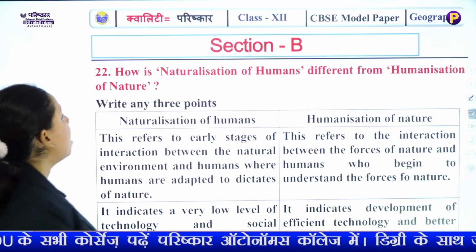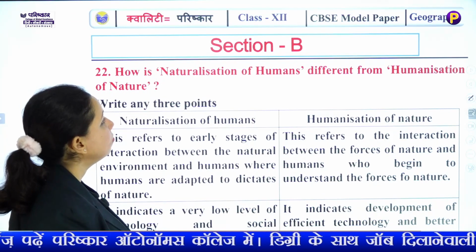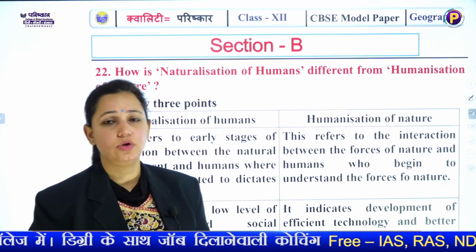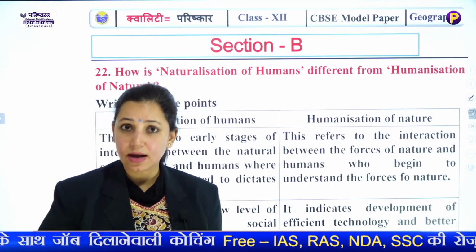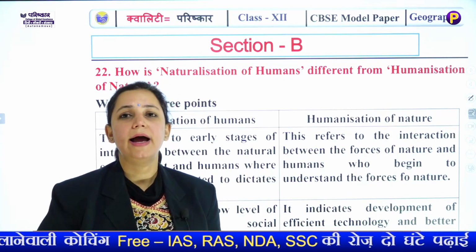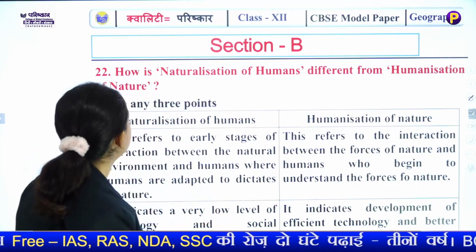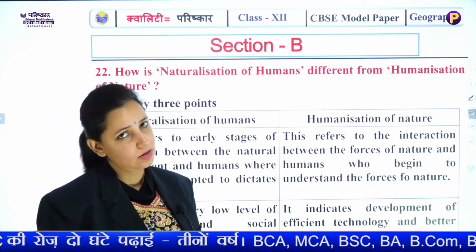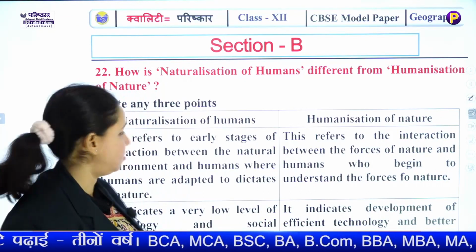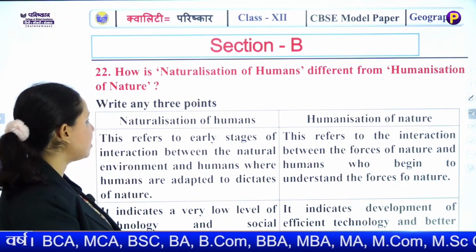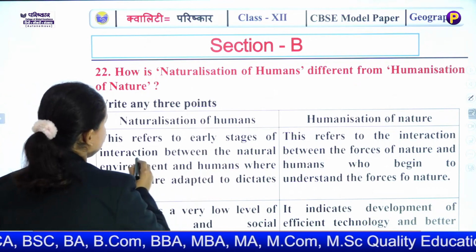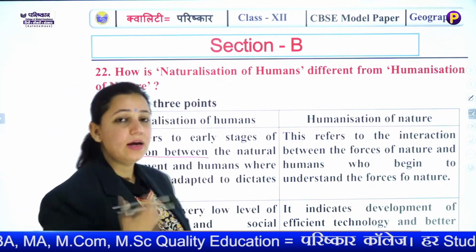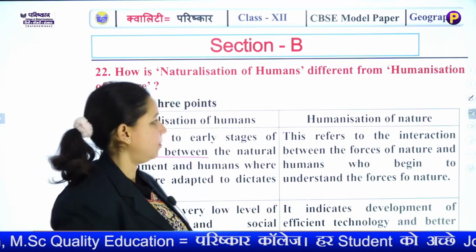Next question, how is naturalization of humans different from humanization of nature? You should read your first chapter of human geography very thoroughly to understand this concept and to answer this question. In this answer, you can choose any 3 points and write, because this is a short type answer. What is naturalization of humans? It refers to the interaction between nature and humans, where the human adapts itself to the dictates of nature.